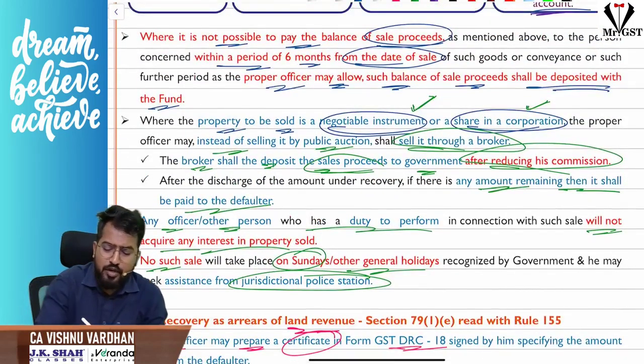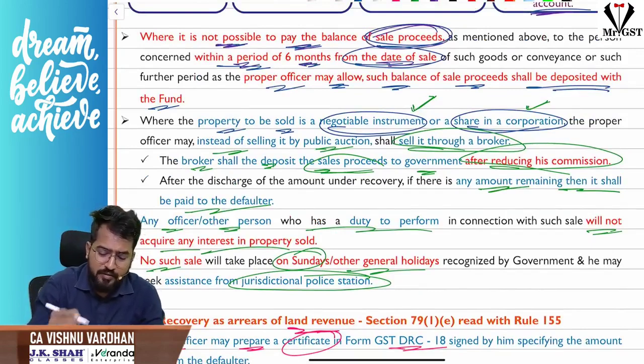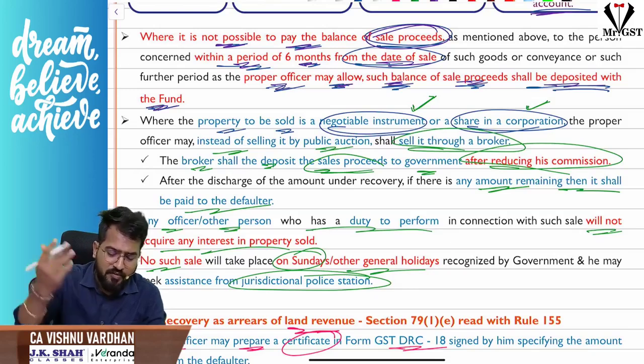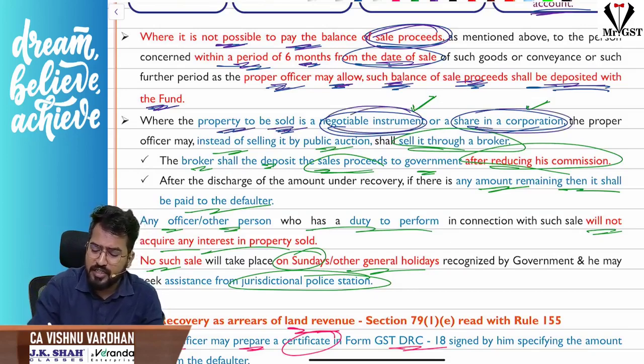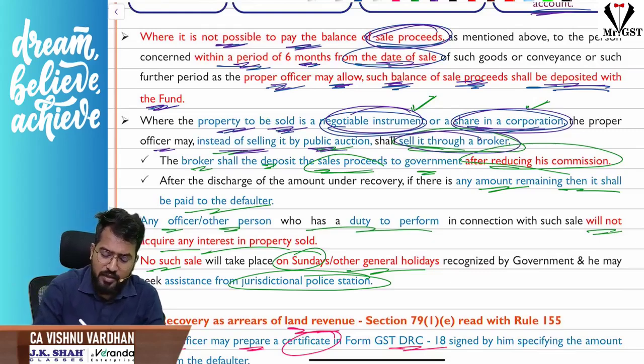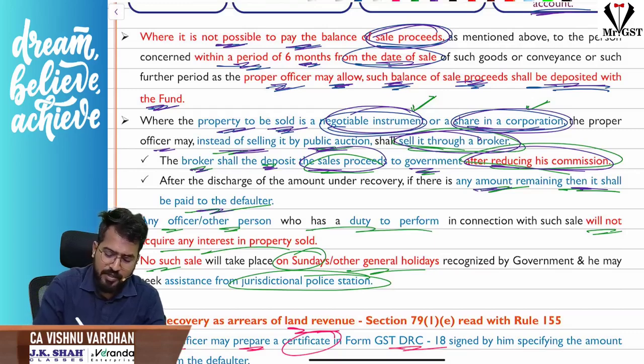Sir, where it is not possible to pay any balance of the sale proceeds within a period of 6 months from the date of sale, the proper officer may allow such balance of sale proceeds to be deposited with the consumer welfare fund. Where the property to be sold is a negotiable instrument or share in any corporation, the proper officer may, instead of selling it by public auction, sell it through a broker, taking the help of any stock broker, etc. That is what we are trying to tell. The broker shall deposit the sale proceeds to the government after reducing his commission. Obvious. If there is any amount remaining, then it shall be paid to the defaulter.